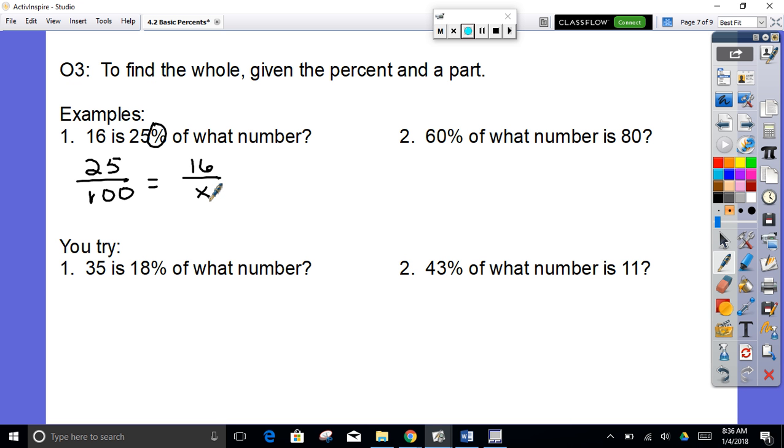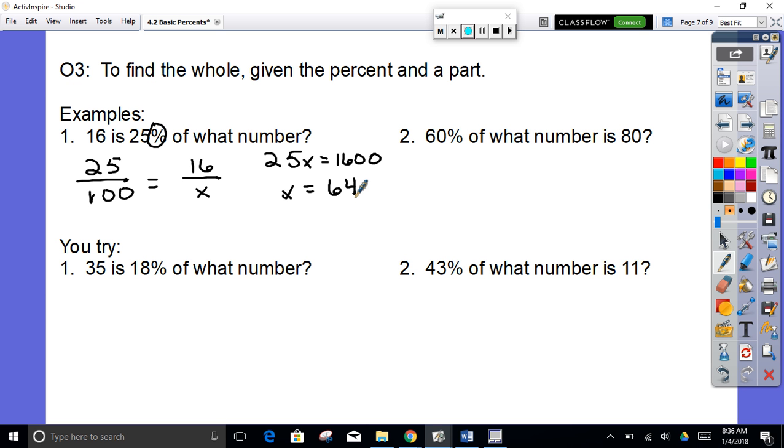So percent over 100 would be 25 over 100 equals part over whole. And this time it's the whole that we don't know. So cross multiplying gives me 25x equals 1,600 and x equals 64. Any questions about that?